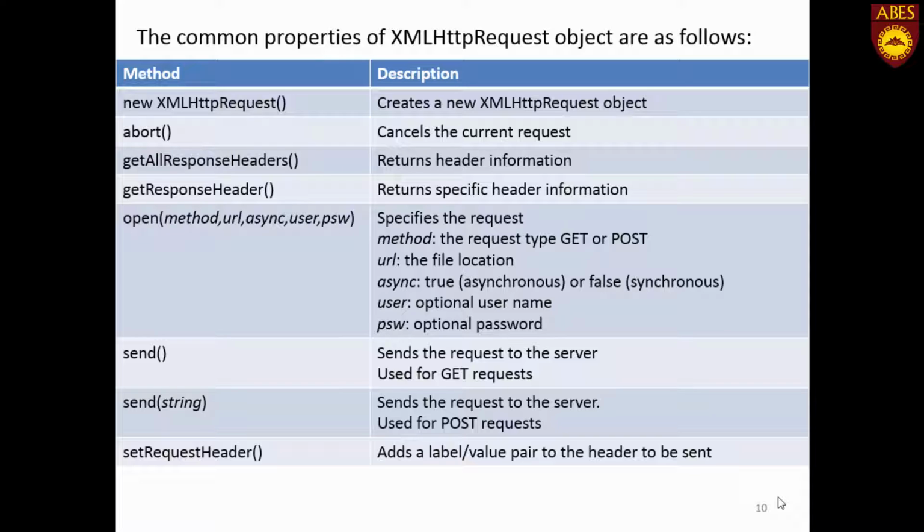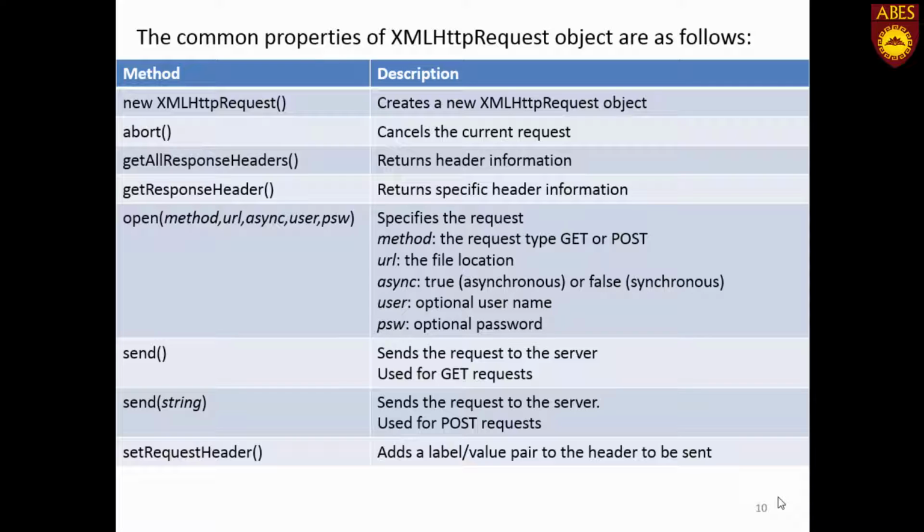As we have seen here, open takes the method, URL, asynchronous, user and password. It specifies the request. The method, the request type, can be GET or POST. URL is the location of the particular file which it fetches from the server. Asynchronous: if it is true, then it is asynchronous, and if false, then it is synchronous. Generally we use asynchronous. Username and password are optional. send sends the request to the server by using the GET request. send(string) can also be used to send by using POST.